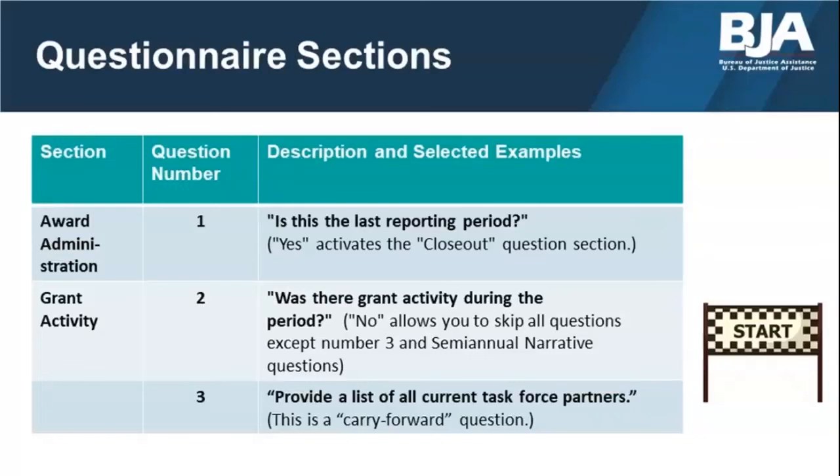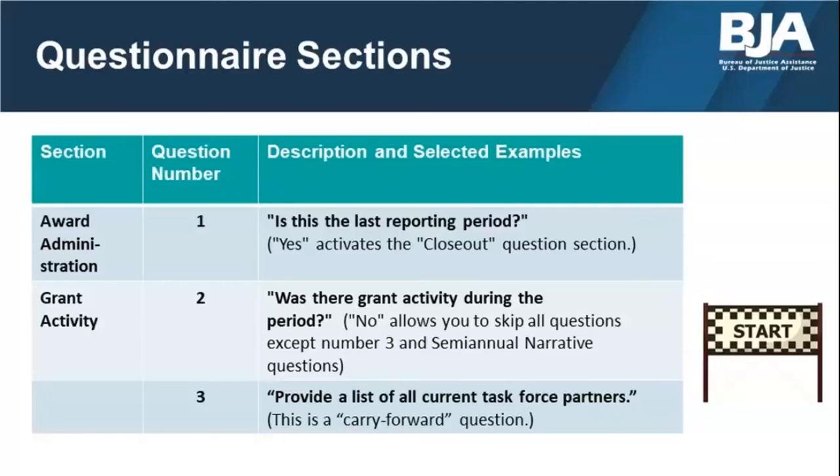The first questions you'll encounter when you open up the PMT system or look at the questionnaire help to determine how much of the rest of the PMT questions you actually have to answer. So, if you answered yes to the first question, is this your last reporting period? Then the PMT system will actually activate a set of 2 closeout questions for you to answer at the very end. And if you answer yes to the second question, was there grant activity during the period? Then you proceed to answer the rest of the questions within the PMT.